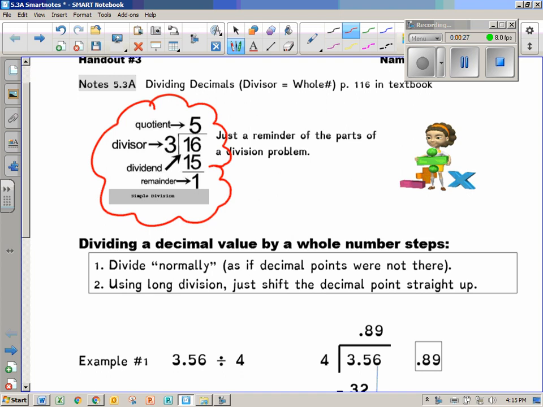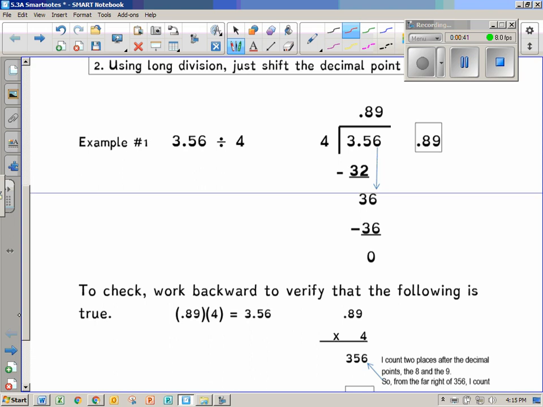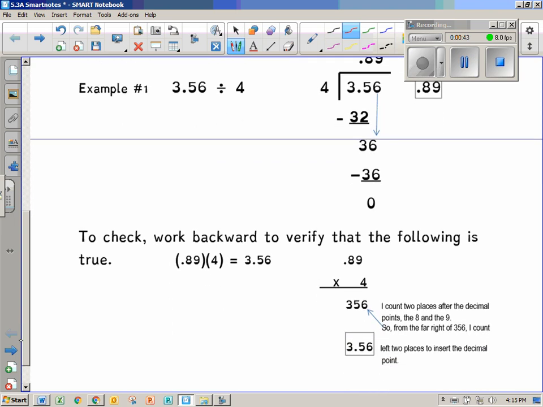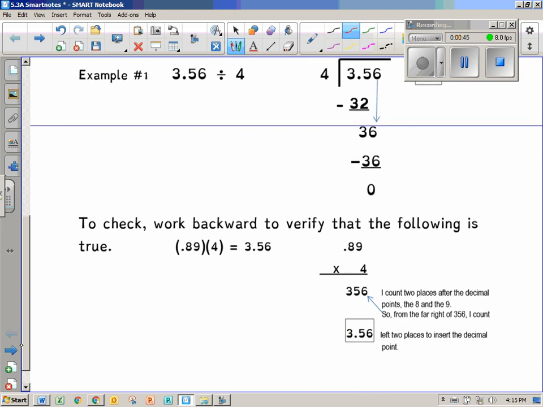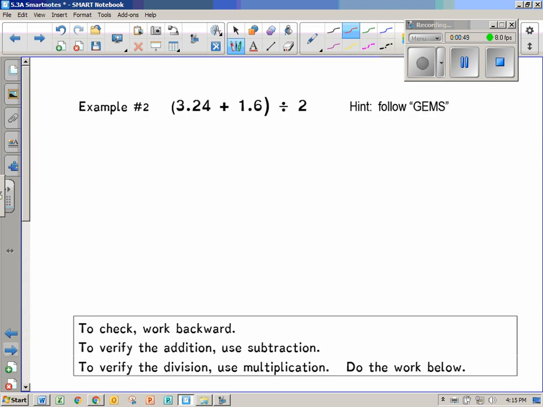When you divide a decimal value by a whole number, you really just divide like you always do, using long division, and you just shift the decimal straight up from the dividend. That's really all there is to it. So I've given you an example down here with a lot of little notes written out to the side, which you can use later as needed. But let's move on to example number 2.